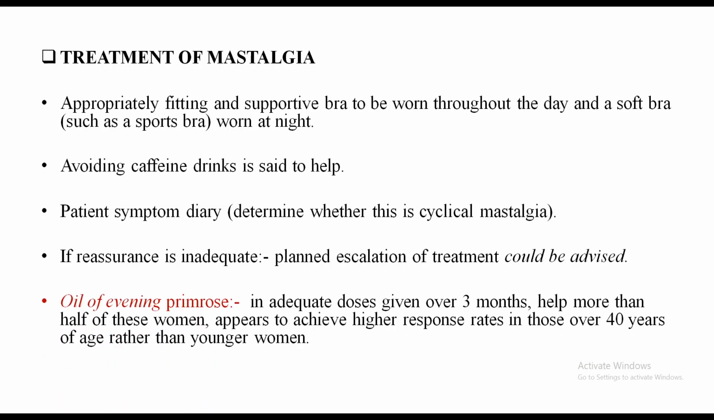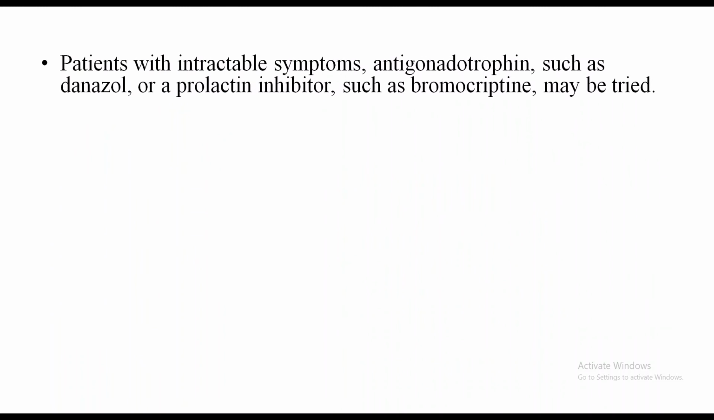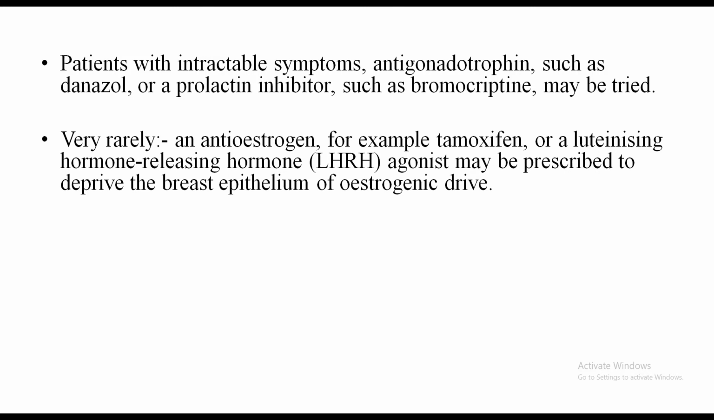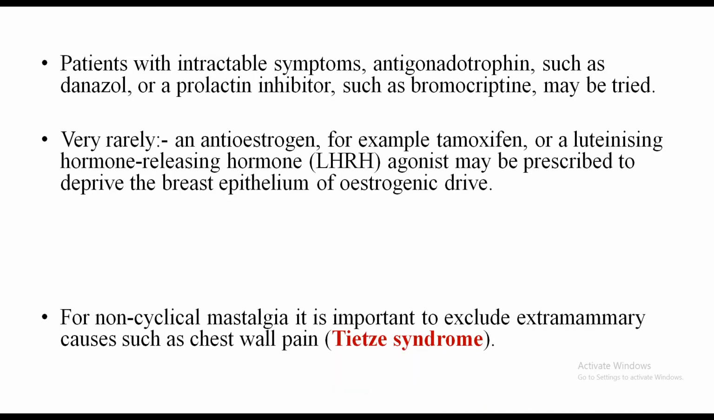Oil of evening primrose has some effect; in adequate doses given over 3 months it helps more than half of these women, and appears to achieve a higher response rate in those over 40 years of age than in younger women. For patients with intractable symptoms, antigonadotropins such as danazol or prolactin inhibitors such as bromocriptine may be tried, and they are supposed to be helpful. Very rarely an anti-estrogen, for example tamoxifen, or an LHRH, luteinizing hormone releasing hormone, agonist may be prescribed to deprive the breast epithelium of estrogenic drive.